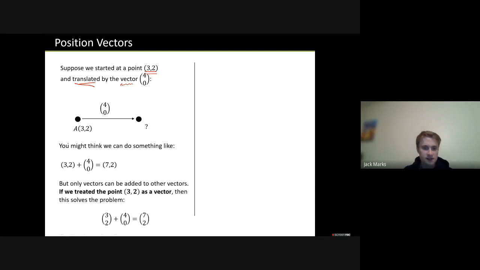But the issue is they're not both vectors. And if we want to add vectors, we need them to be conformable. In other words, we need the vectors to be exactly the same. So instead of thinking of A as a coordinate, sometimes we want to think of OA, meaning from the origin, OA as a position vector (3, 2). Or sometimes this is just said as A. You might just say A is a position vector.